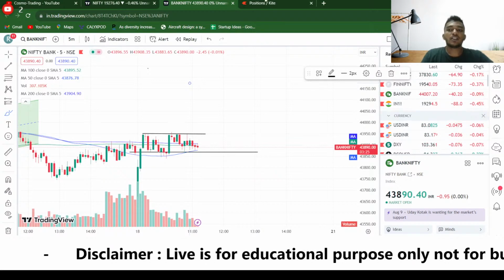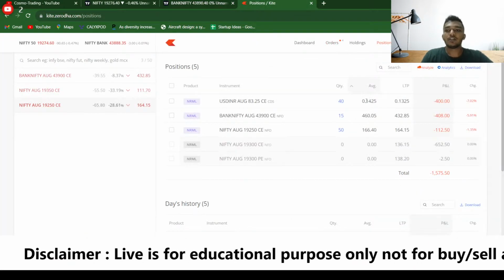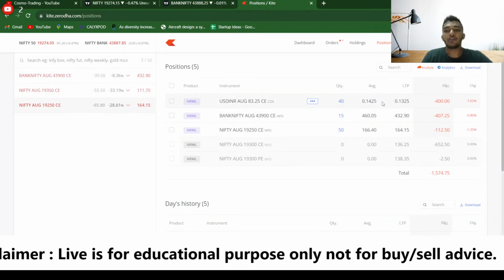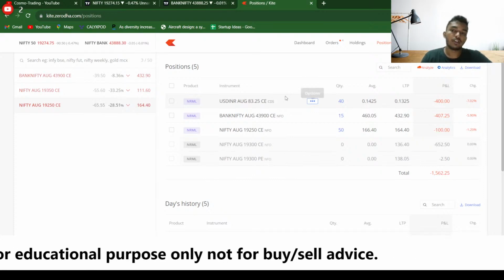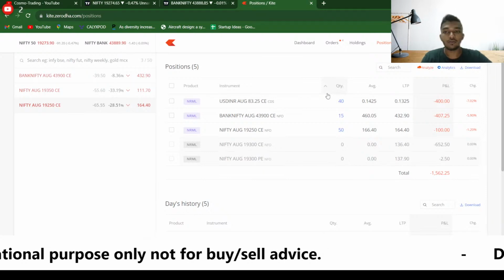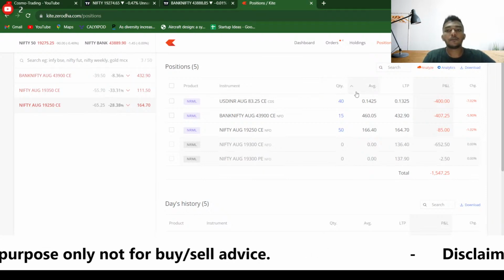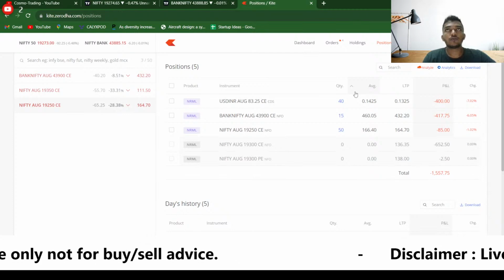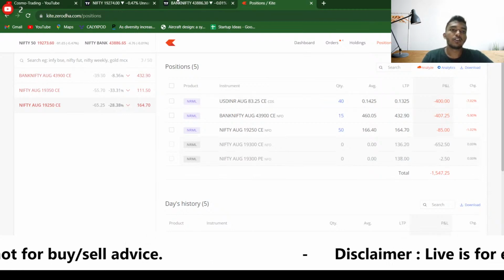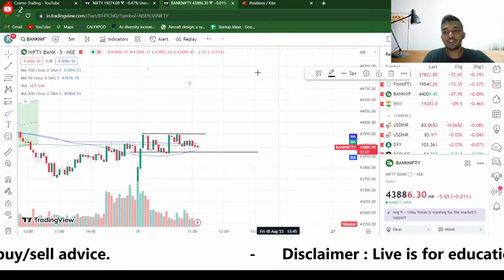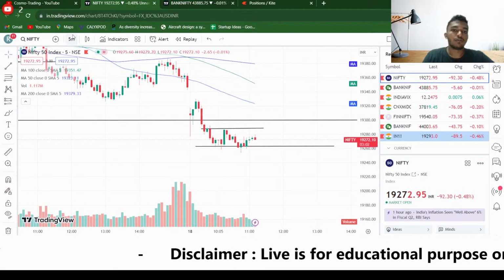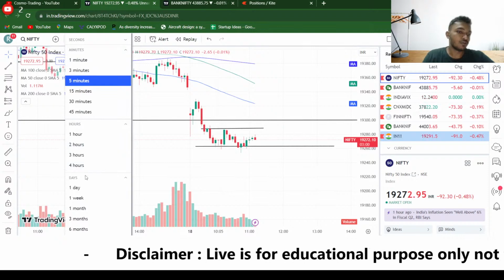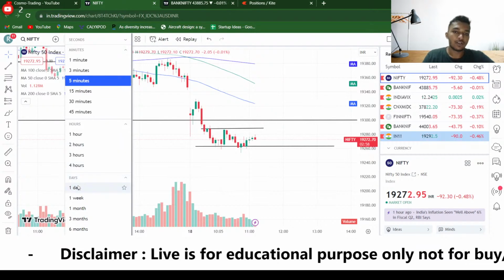So let us take a look at the USD INR trade. I have also taken a USD INR trade, and I have averaged it today at a strike price of 0.1325, 0.1350. My previous price was 1,500. So I averaged it. Why have I averaged it? Let me show you why. For that, we have to go on a daily time frame. So let's go on a daily time frame.